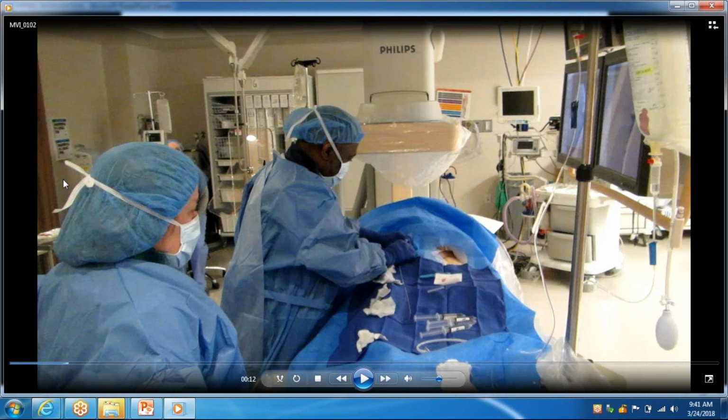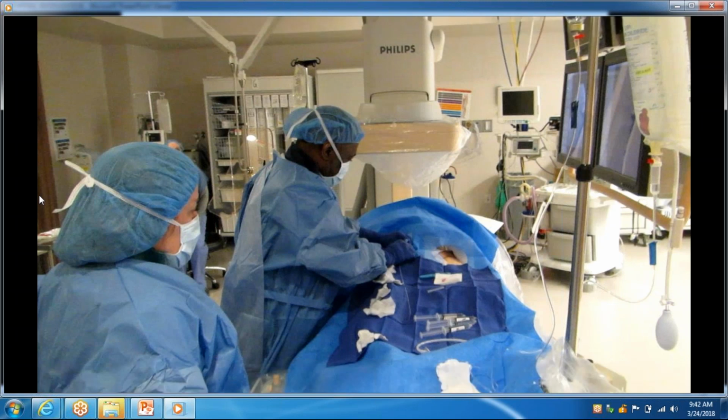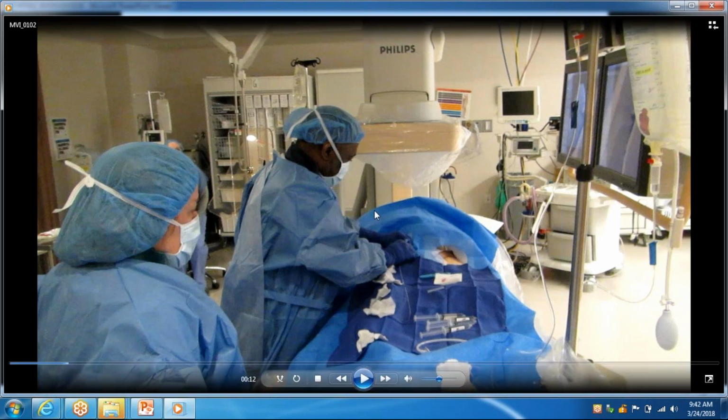Outside the room, you have another technician who is a monitor. Whatever medication you're using, they put that in the computer. They're recording what you're doing in a timely fashion. So the patient is on the table. This is the camera above the patient for you to visualize and see what you're doing inside the patient.